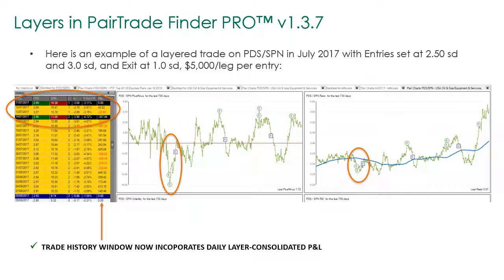And you can see the exit in the second orange oval in the middle there, and that happened at -1 standard deviations. In fact, if you look at the blue line in the trade window, it's at -0.86. Okay, and you can see in the trade history window over there on the left, the P&L column on the right-hand side of that window, and that is the daily layer consolidated P&L going back historically. So both of those layers are included in the P&L that you see there. And yeah, so that's how it works.